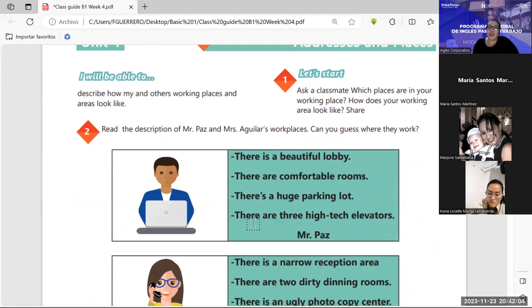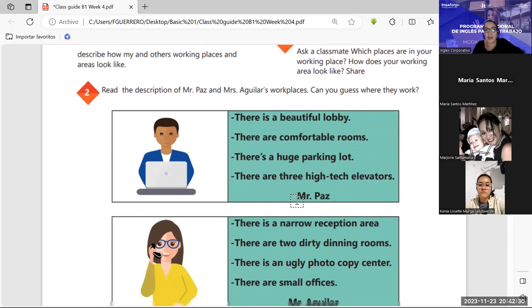Okay, now to describe places, we use there is and there are also to describe a place. Describe how I and others working places and areas look like. How strangely this is worded.